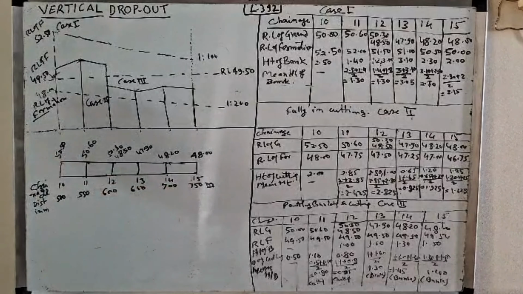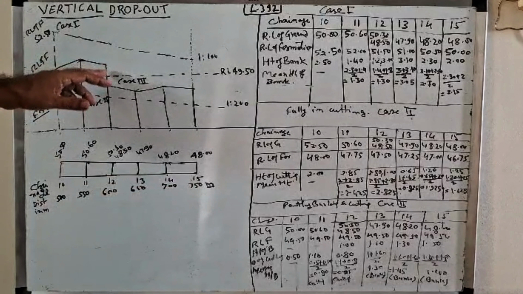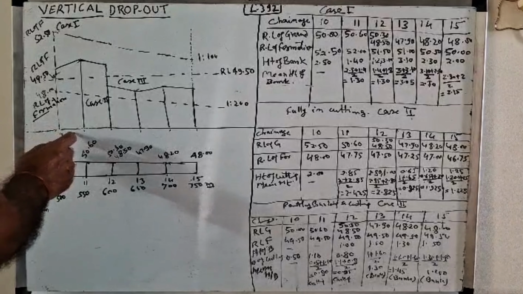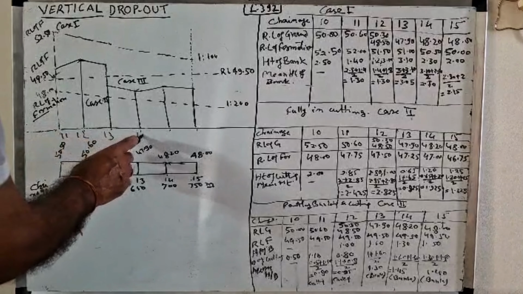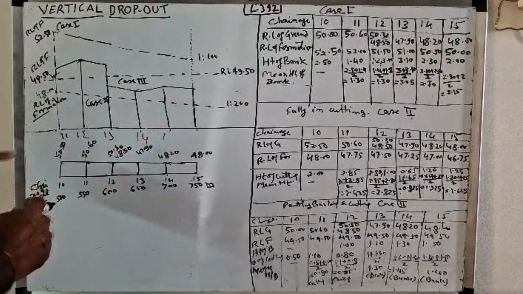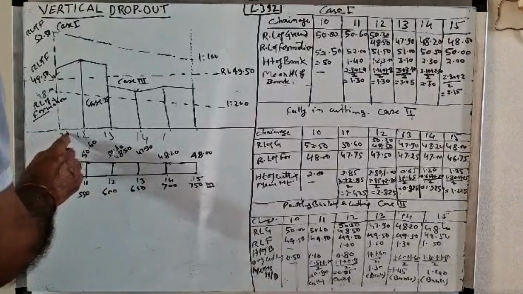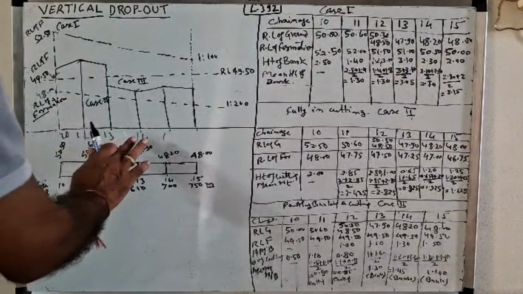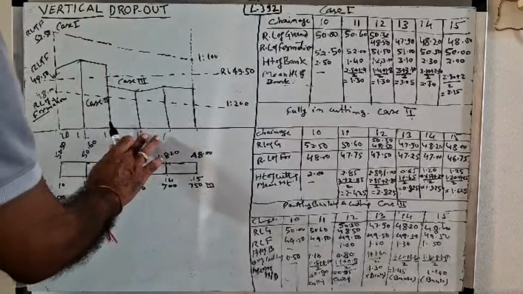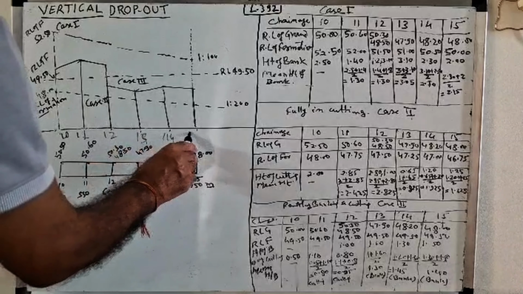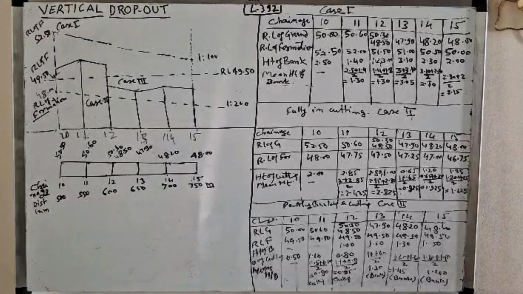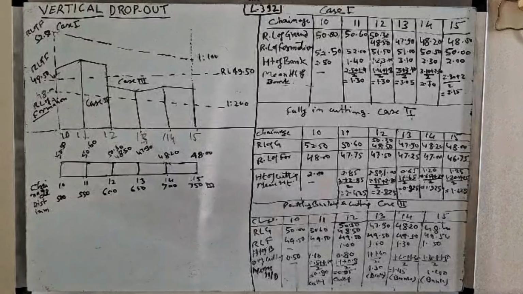So we have got a ground level like this. There is a dropout at this point, that is at 12. This is 10, 11, 12, 13, 14, 15. So at 12 there is a dropout. So how will we calculate the banking, cutting and partial cutting and filling? We have to look out.